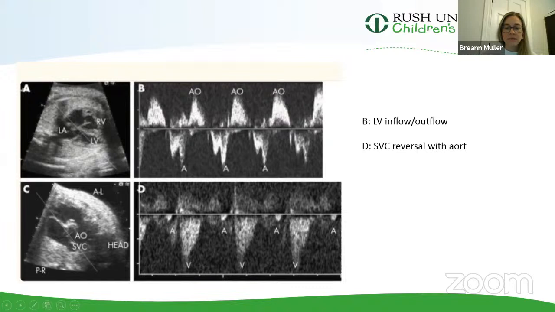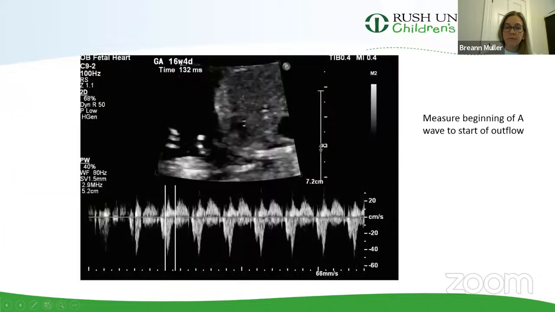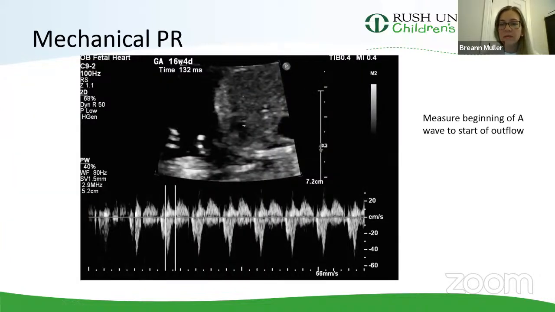And then the bottom example is an example of the SVC and the aortic flow. These tiny little bumps here are the reversal in the SVC that's going the same direction as the aortic flow. You can measure that interval to give you a mechanical PR interval, which is what I'm going to show you on this slide. This is how I routinely do the mechanical PR interval in my practice, with the inflow and the outflow of the left ventricle.